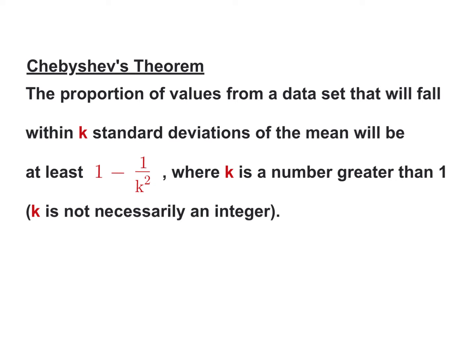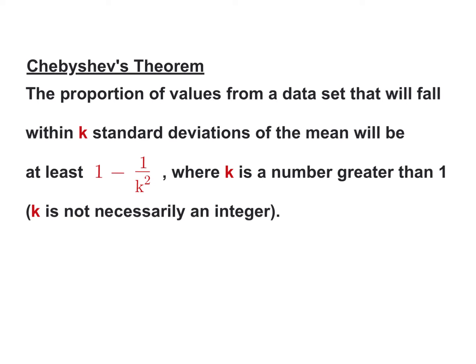In Chebyshev's theorem, K represents the number of standard deviations away from the mean, whatever that measurement is. And the formula here is 1 minus 1 over K squared. What we use Chebyshev's theorem for is to determine how much of the data is contained within a particular window based on what the standard deviation is. The key thing here is that K has to be greater than 1. It cannot equal 1. And it doesn't necessarily have to be an integer.